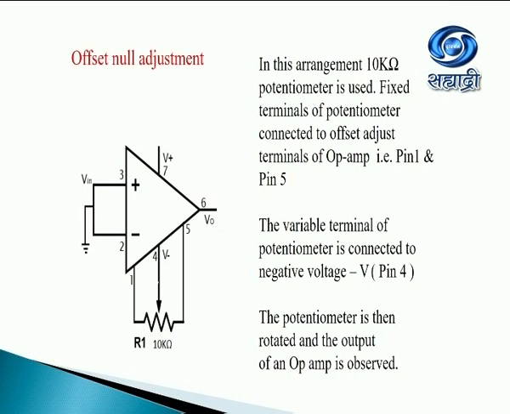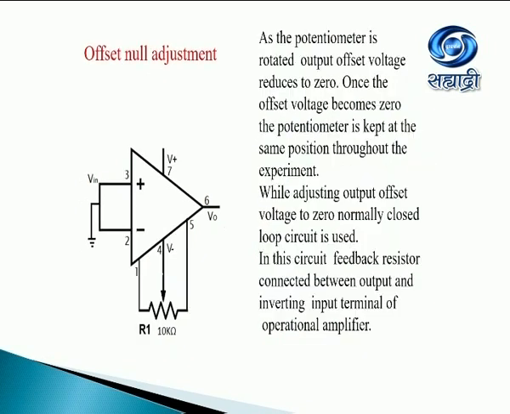In this arrangement, 10 kilo ohm potentiometer is used. Fixed terminals of potentiometer are connected to offset adjust terminals of op-amp, that is pin number 1 and 5. The variable terminal of potentiometer is connected to negative voltage -V, that is pin number 4. The potentiometer is then rotated and the output of an op-amp is observed. As the potentiometer is rotated, output offset voltage reduces to 0. Once offset voltage becomes 0, the potentiometer is kept at the same position throughout the experiment.